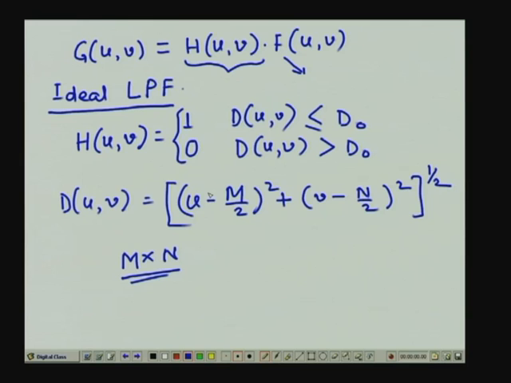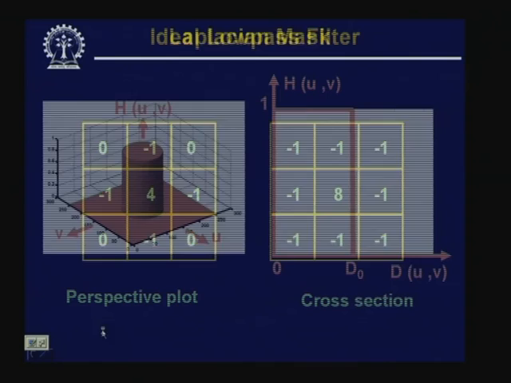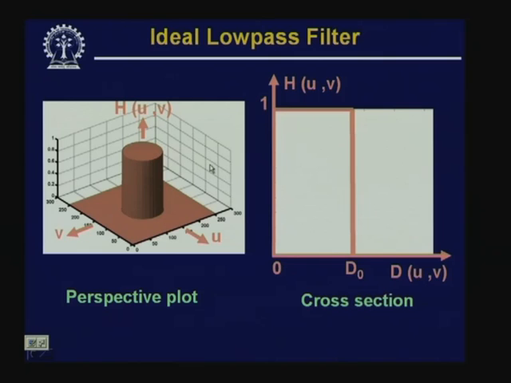A plot of this kind of function is like this. Here you find that the left hand side shows the perspective plot of such an ideal filter, whereas on the right hand side we just show the cross section of such an ideal filter. And in such cases, we define the cutoff frequency of the filter to be the point of transition between H(u,v) equal to 1 and H(u,v) equal to 0. So, in this particular case, this point of transition is the value D0. So, we consider D0 to be the cutoff frequency of this particular filter.